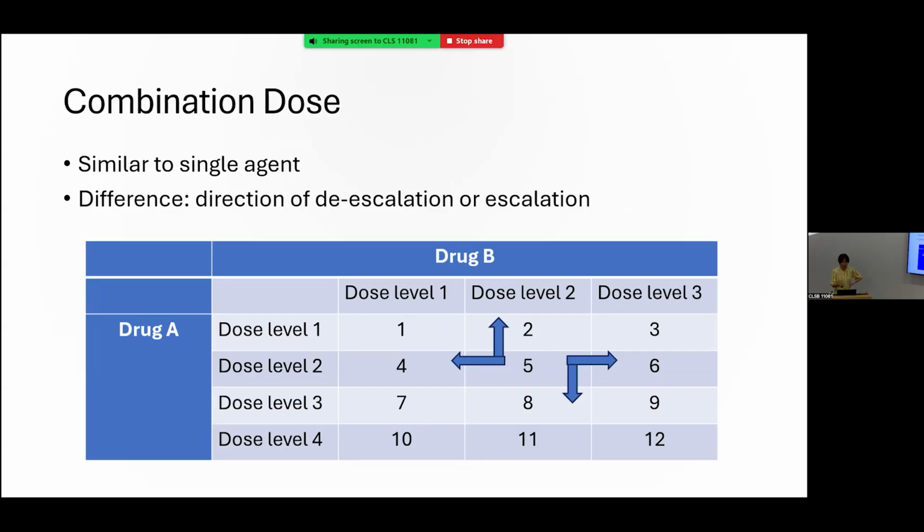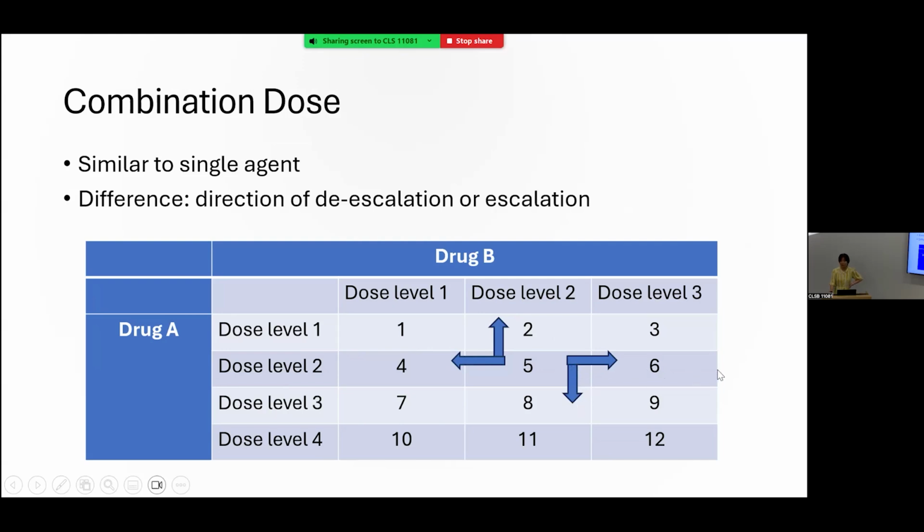But the major difference is the direction of de-escalation or escalation. For the single agent, when we escalate or de-escalate, it's a one-way thing. You only have one choice. But for the 2-dimensional, you actually have 2 ways. For example, if you add combination number 5 here, and the decision is de-escalate, you actually have 2 directions. You can keep the dose level of drug A the same and de-escalate drug B to number 4. Or you keep drug B constant and de-escalate drug A, so you de-escalate to number 2. It's the same thing for escalation. You can either escalate to 6 or escalate to 8.